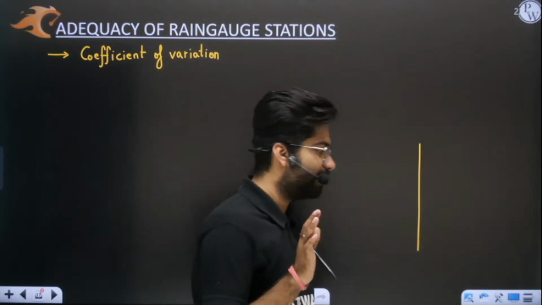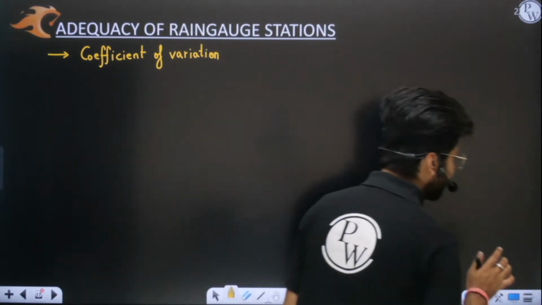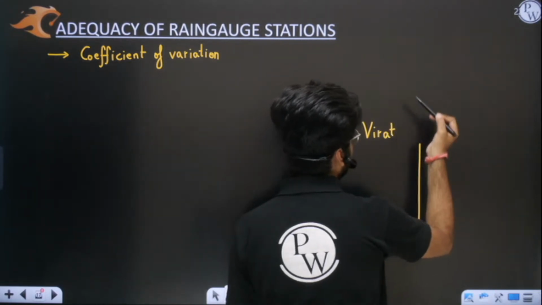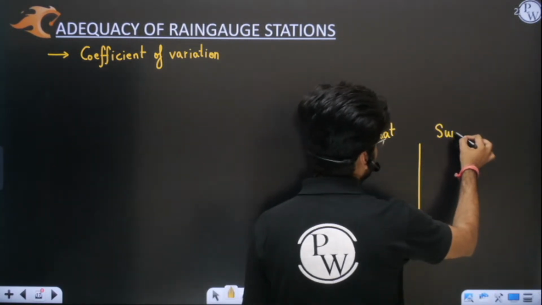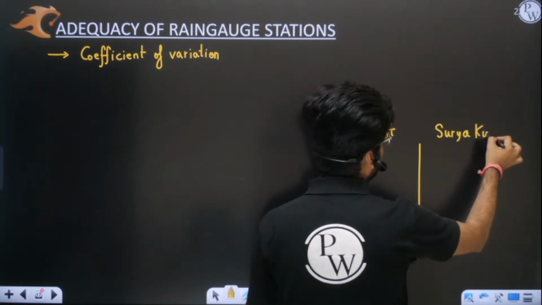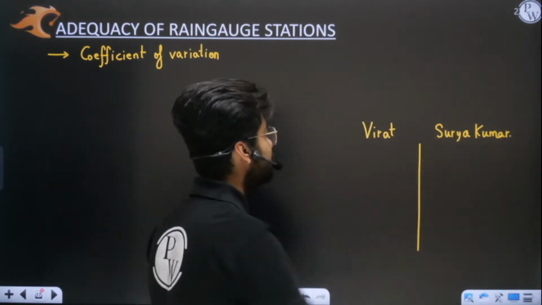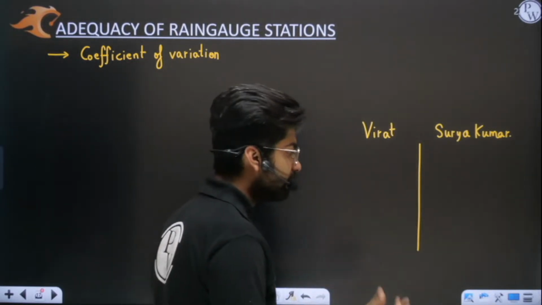Okay, do you have any favorite batsman? Okay, Kiran is saying Virat. Okay, so we will take the example of Virat Kohli and we will take the example of Surya Kumar. These days he is also shining. So we are taking the example of Virat Kohli and Surya Kumar. I hope you all know them.